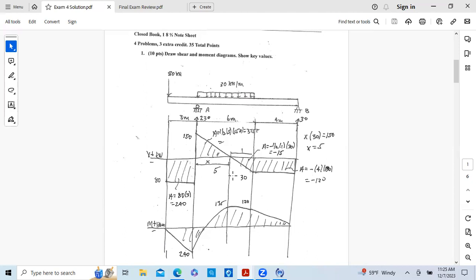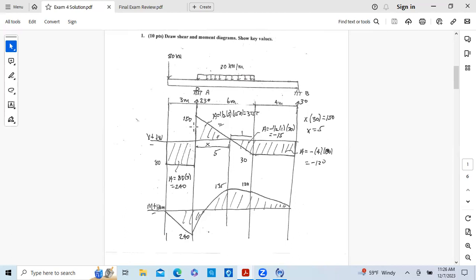And when you do that, you'll find that the reaction at A is 230 kilonewtons. I don't know if I have this posted. There it is, 230 kilonewtons, and the reaction at B is 30.